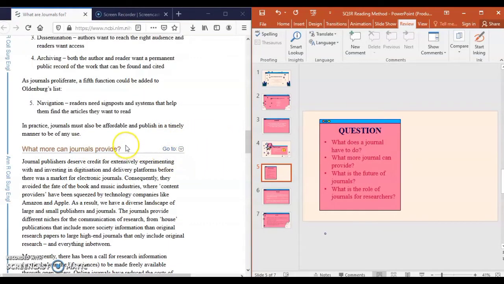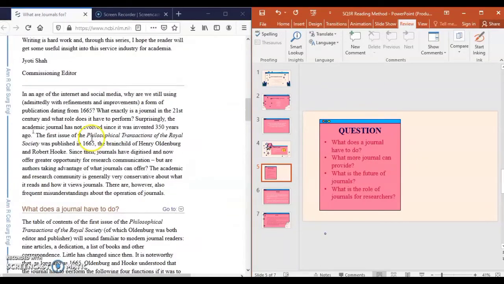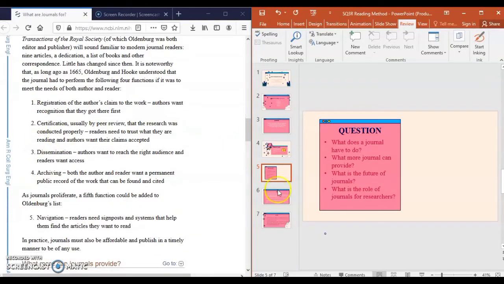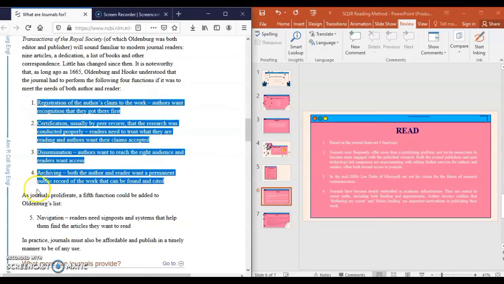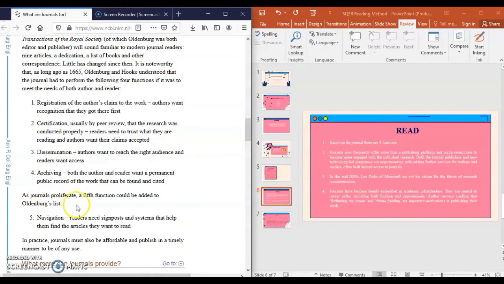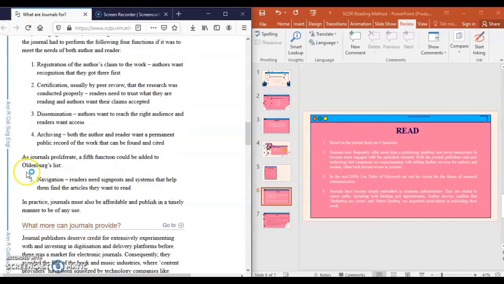The first question is, what does a journal have to do? The answer is, based on the journal, there are 4 functions to meet the needs of both author and reader. And as journals proliferate, a 5th function could be added to Oldenburg's list: navigation. Readers need signposts and systems that help them find the articles they want to read. In practice, journals must also be affordable and published in a timely manner to be of any use.